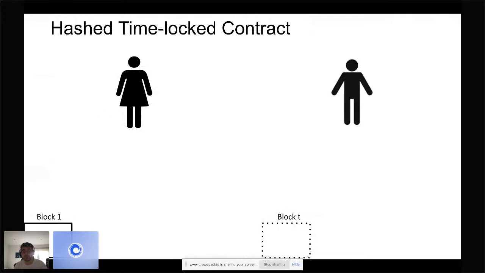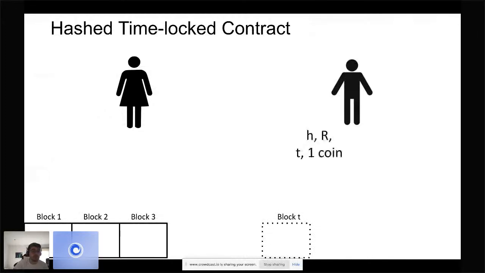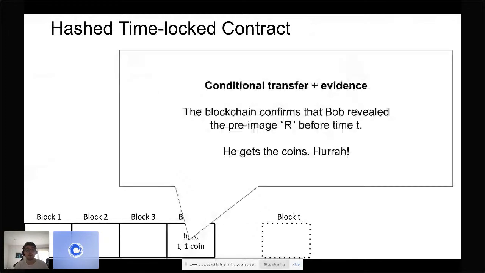How does he do this? Well, he waits around for Alice to cooperate. Alice doesn't cooperate, and then he reveals the conditional transfer and the secret R to Ethereum alongside Alice's signature, although I haven't got the signature there. The Ethereum, or Bitcoin in this case, will say, okay, I've got the conditional transfer, I've got the evidence, it confirms that Bob has revealed the pre-image R before time t, Alice agreed to these conditions, hurrah, Bob is going to get the coins.